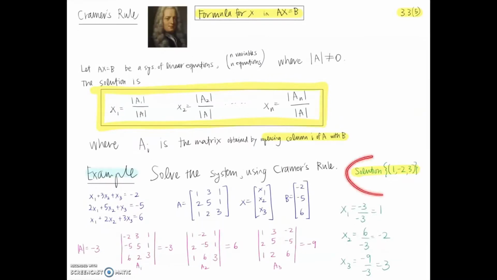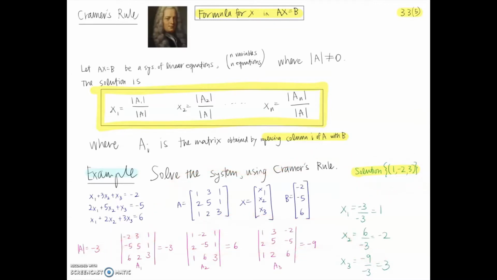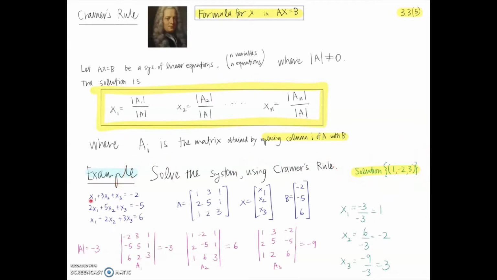So I'm slightly paranoid that somewhere in all this work, maybe I mixed up a number or wrote something wrong. So I'm just going to go back and check my solution in the original system of equations. So 1, -2, 3. 1 minus 6 is -5, plus 3 is -2. That works. 2 times 1 is 2, minus 10, that's -8, plus 3 is -5, that works. 1 minus 4 is -3, -3 plus 9 is 6. Awesome, this really is the solution.